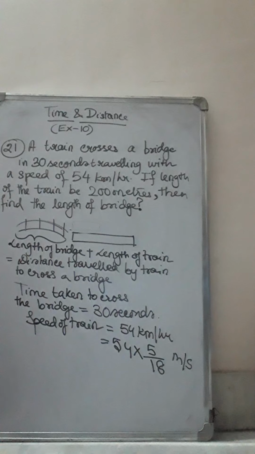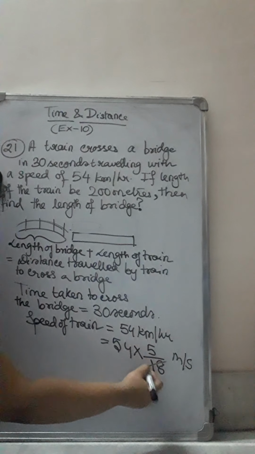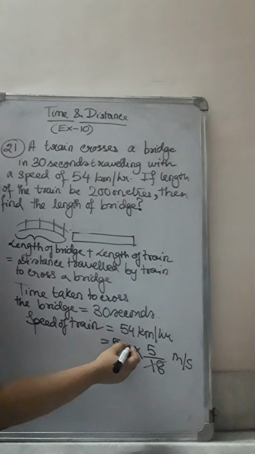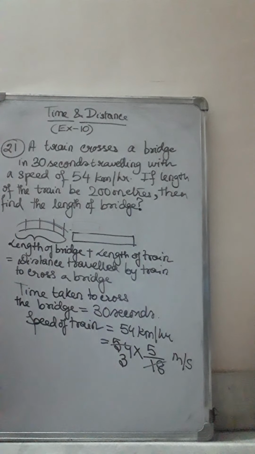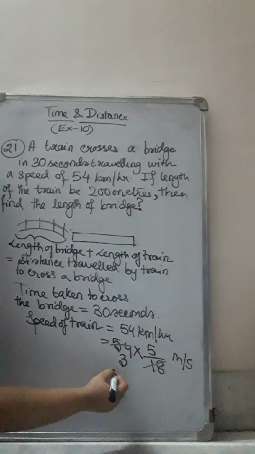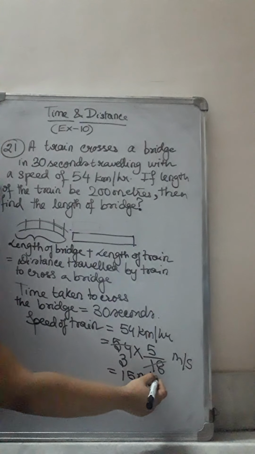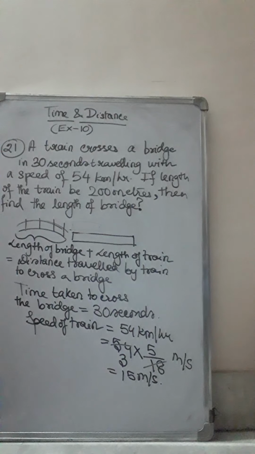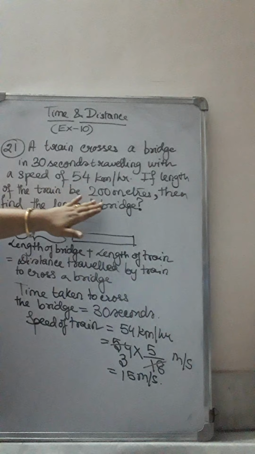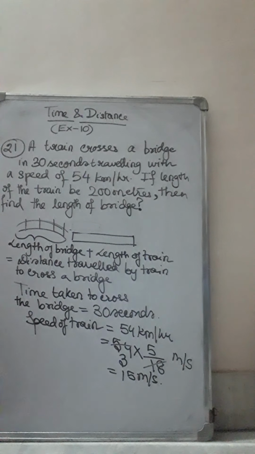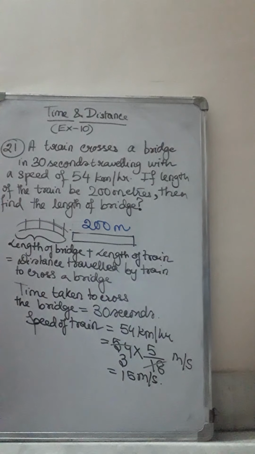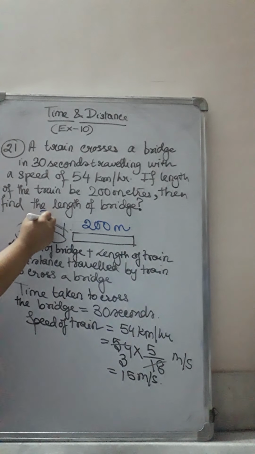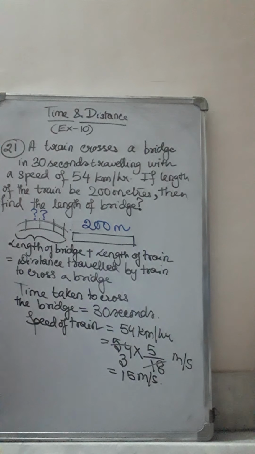Now if you divide 54 by 18, it gives 3. So 3 fives are 15 meters per second. So we also got the speed in meters per second. Now the length of the train is 200 meters, as already told. Then we need to find the length of the bridge.